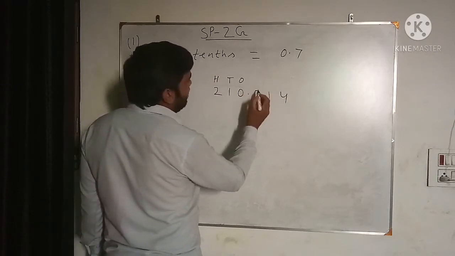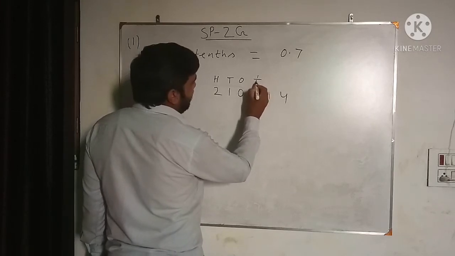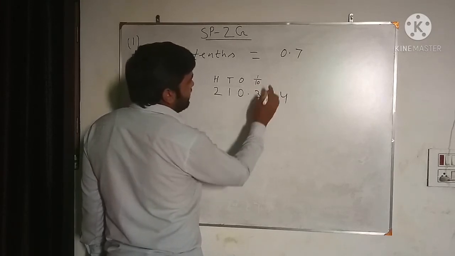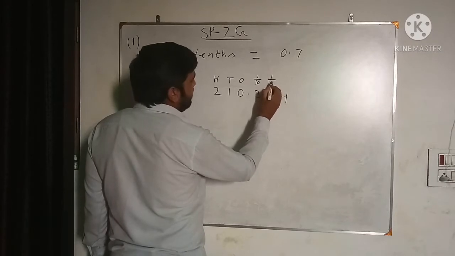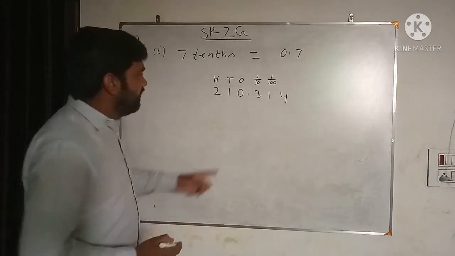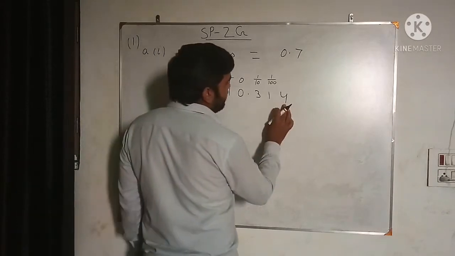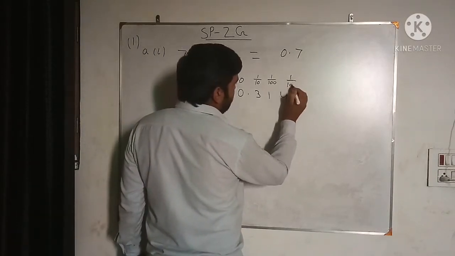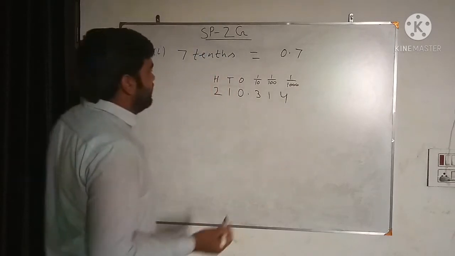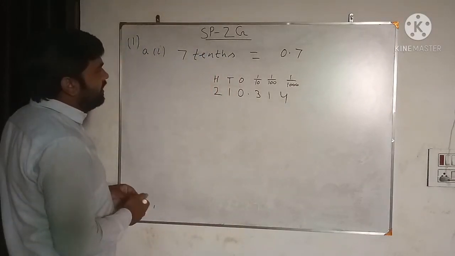So how do we write tenth? 1 by 10. Second place is called hundredth, 1 by 100. This is the place value for the digit after the decimal. And the place value of this is thousandth, 1 by 1000. Okay, like this. So 7 tenth means 0.7.